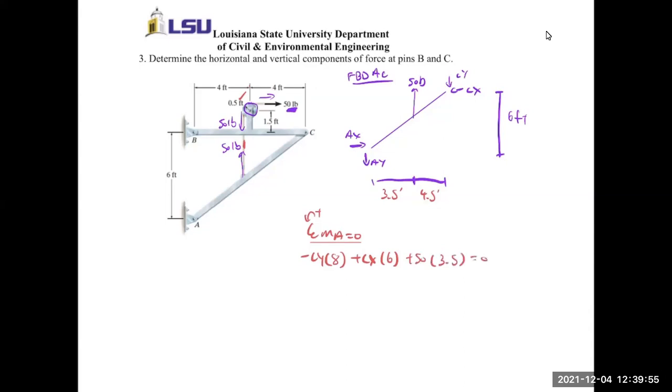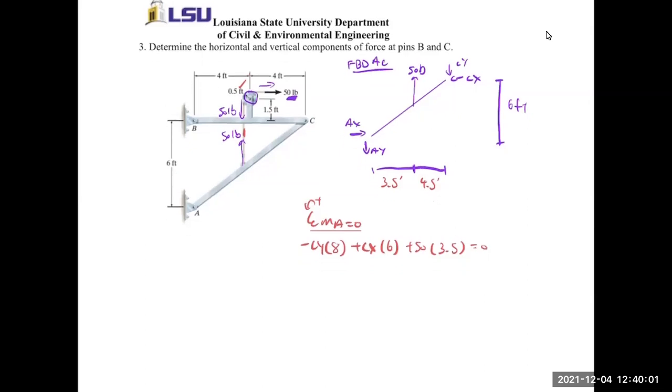Okay. So 2 unknowns in this equation, so we can't really do anything. Let's see if we can do anything with the summation of force in the x and y direction. So in the x direction, AX and CX cancel out, so they both equal 0. Force in the y direction: negative AY minus CY plus 50. Well, nothing useful that we can find.